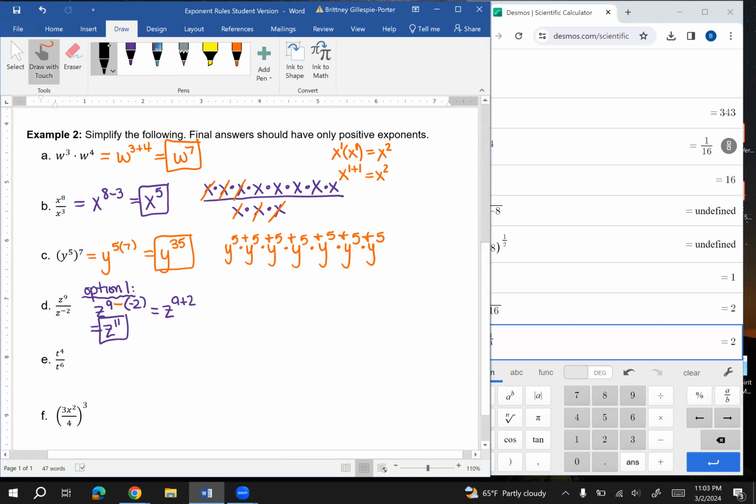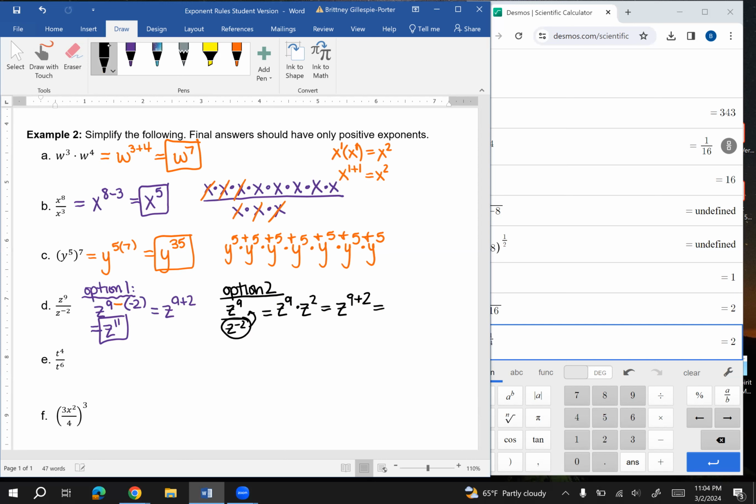Our second option is to first rewrite our denominator to be a positive exponent by moving it up, which means we have z to the 9th times z squared. And whenever we're multiplying, we get to add the exponents, which gets us to z to the 11th. Either option is fine. It's whichever one you see.